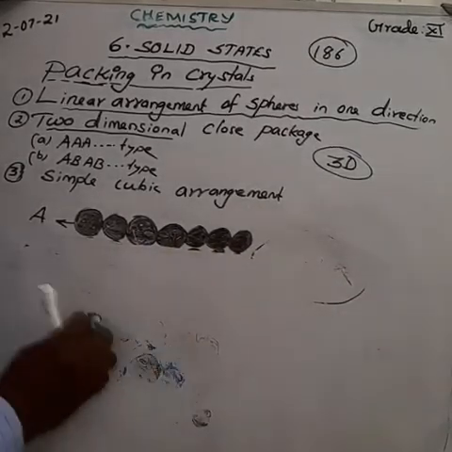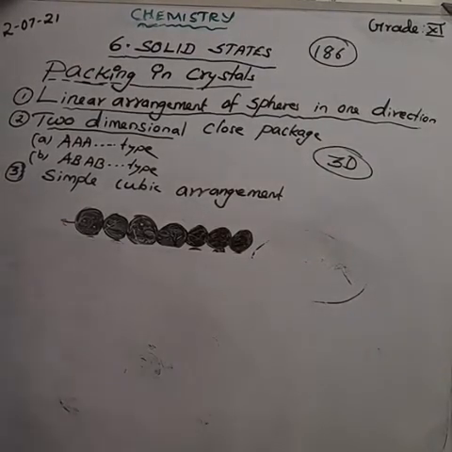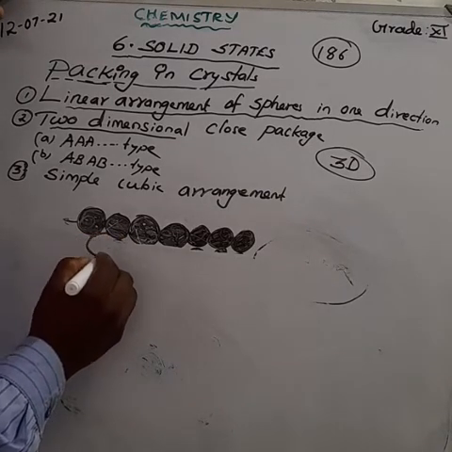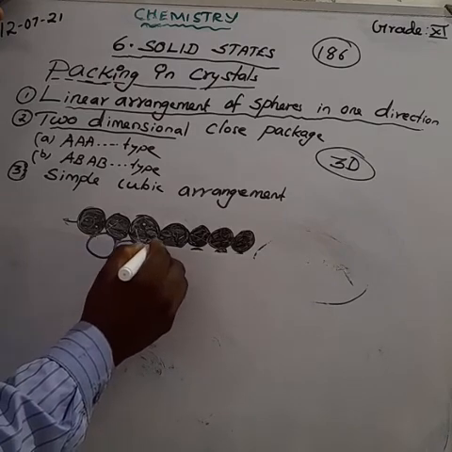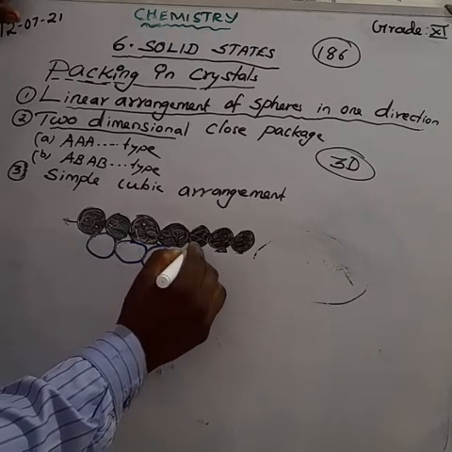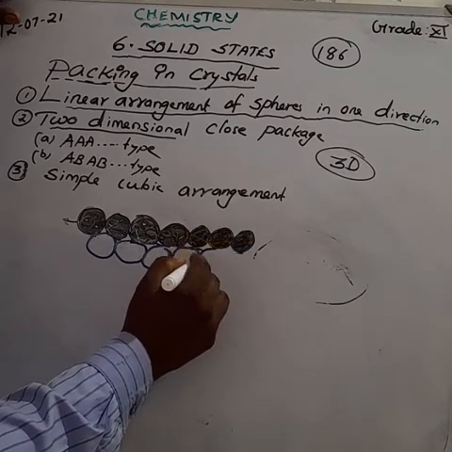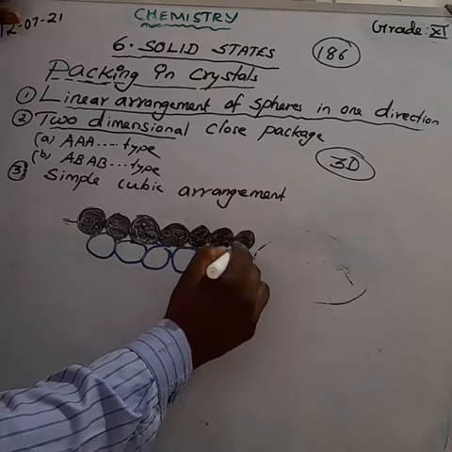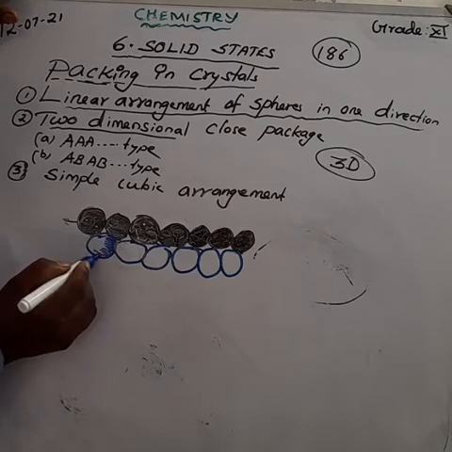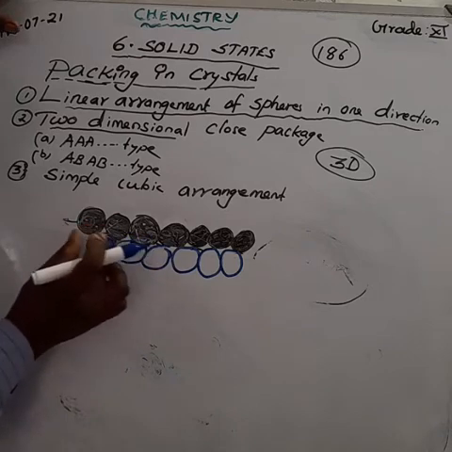So first row I mention like that A, second row B, third row A, fourth row B, fifth row A, sixth row also B. So we can say AB, AB, AB. Why are we saying AB, AB like that? Here the arrangement is repeating. The pattern is repeating as AB, AB, AB. In this arrangement, each sphere is in contact with 6 of its neighboring spheres.